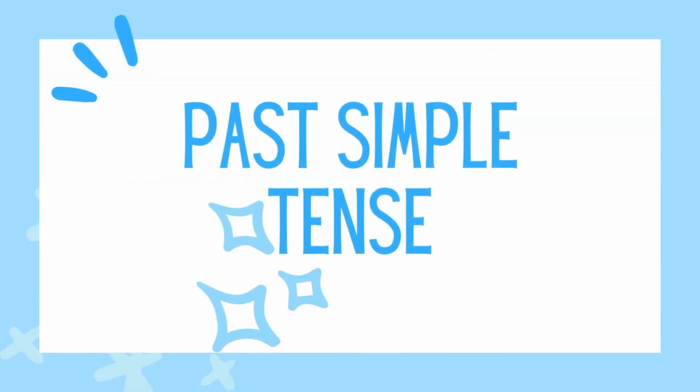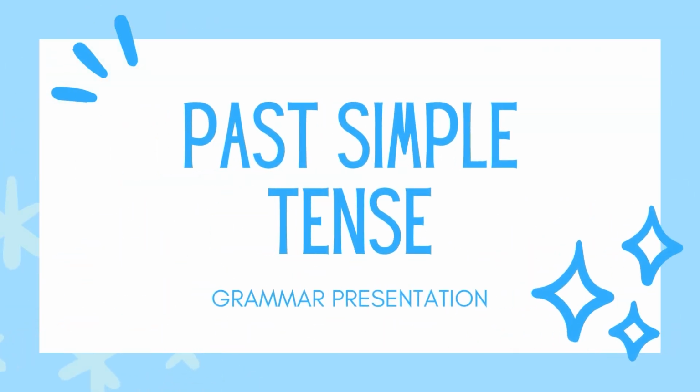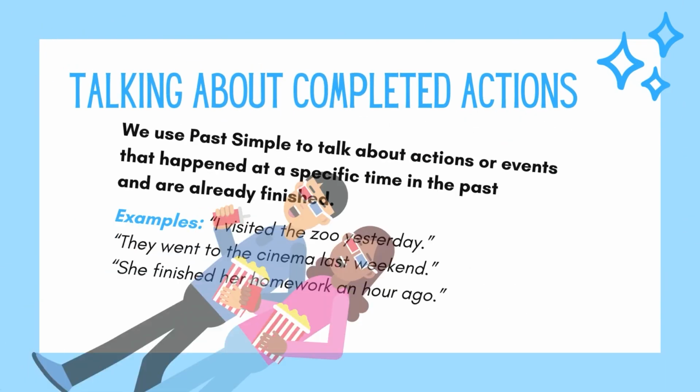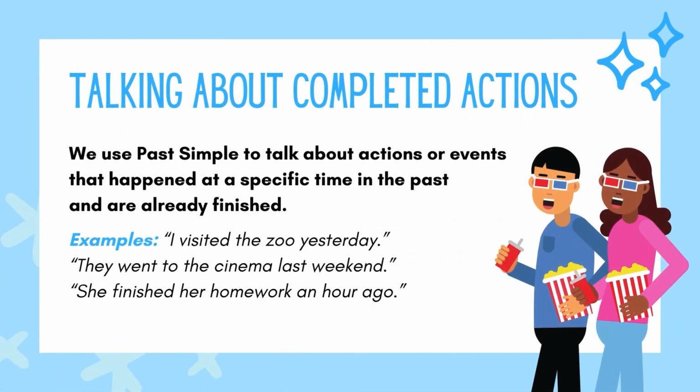Today we're going to go through the past simple tense. So, when do we use the past simple tense? We use the past simple to talk about actions or events that happened at a specific time in the past and are already finished.